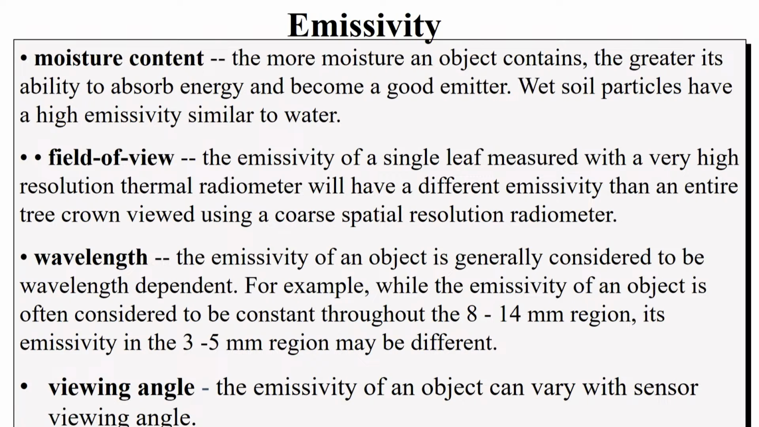Now, when we are talking about wavelength, the emissivity of an object is generally considered to be wavelength dependent. For example, the emissivity of an object is often considered to be constant throughout the 8 to 14 micrometer region. Do not read it as millimeter, this is micrometer. And the emissivity may be different in the 3 to 5 micrometer region. Now, the viewing angle of the camera: when the viewing angle of the camera changes, a different emissivity may be detected or absorbed.